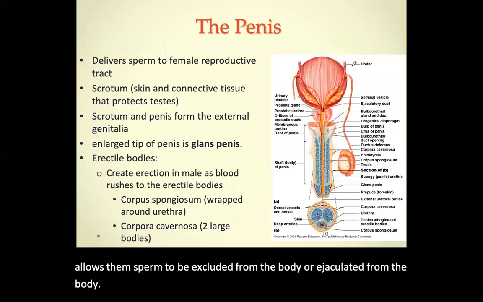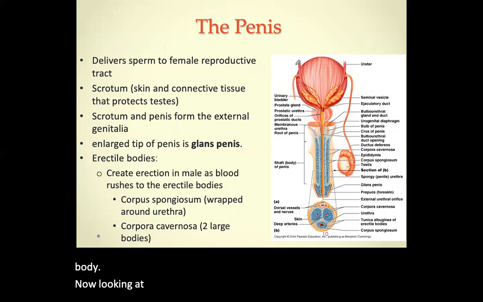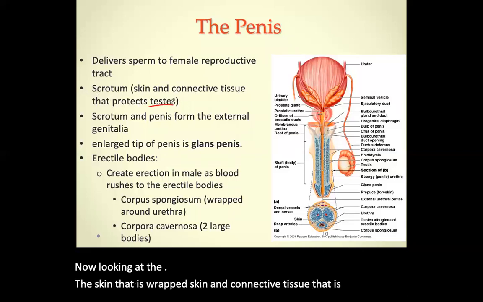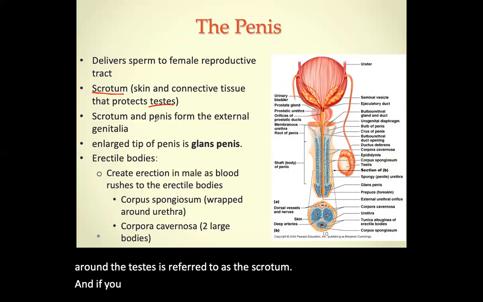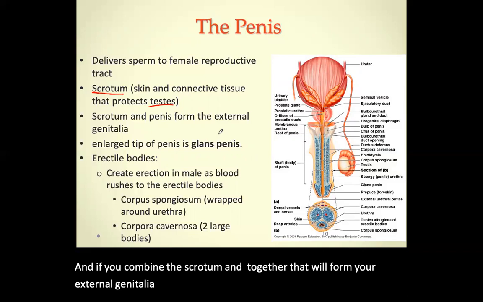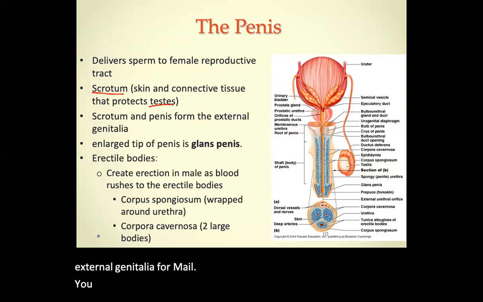Now looking at the penis, which is part of the external genitalia, it is the main organ that is delivering the sperm, or more specifically, semen, to the female reproductive system. The skin and connective tissue that is wrapped around the testes is referred to as the scrotum. If you combine the scrotum and penis together, that will form your external genitalia for male. You have the enlarged aspect or tip of the penis, which is referred to as the glans penis.